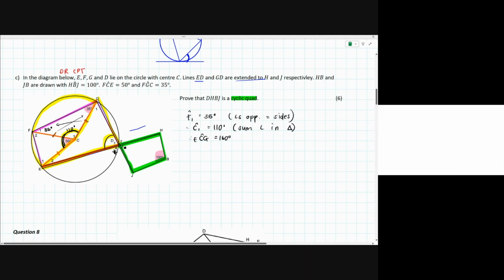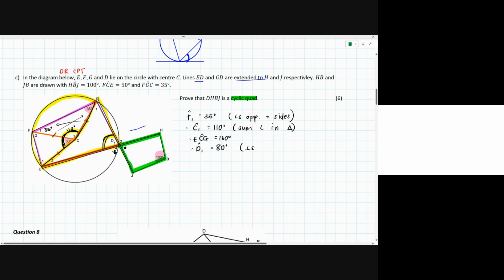Once we know our angle at the center, we can work out our angle at the circumference. So can anyone tell me what angle D1 is equal to? Remember, we're not using the 110. We're using the whole angle of 160 because this whole angle is my angle at the center. Nice. Okay, so it's 80.